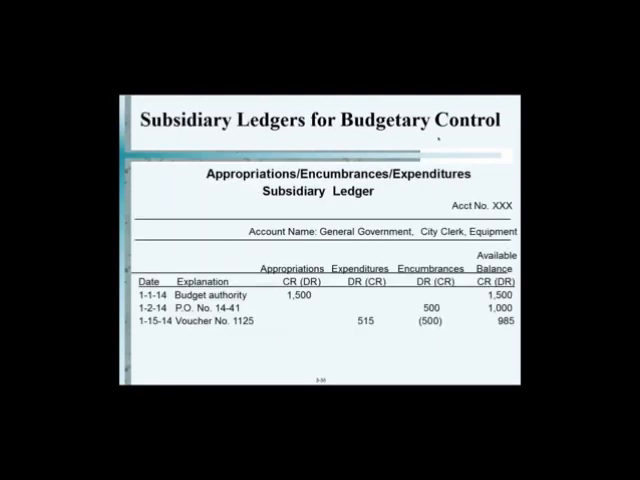Now I want you to just for a moment look at this journal entry, this ledger, and see if you understand this. Just take a moment.